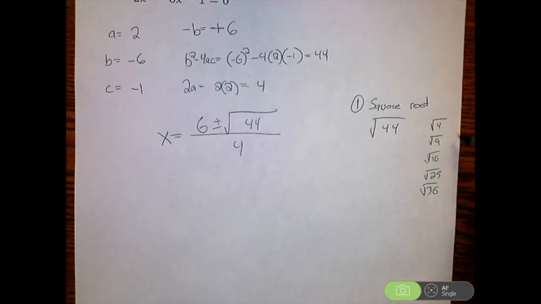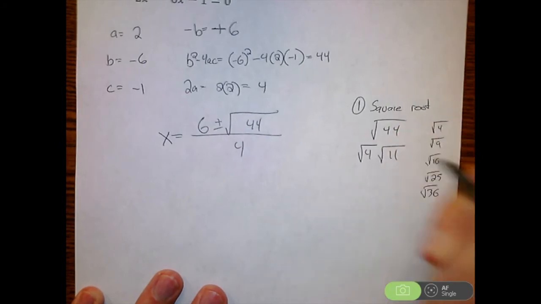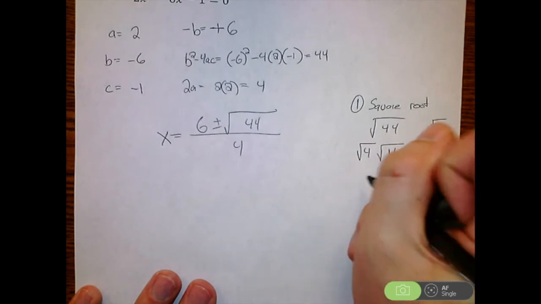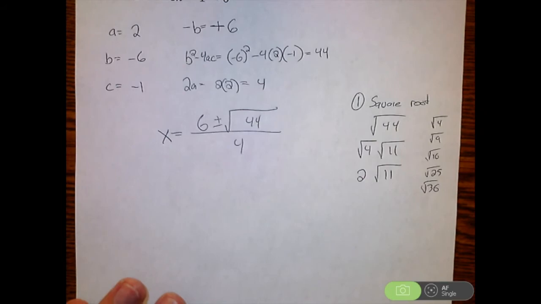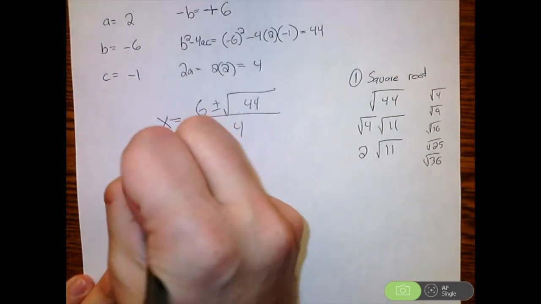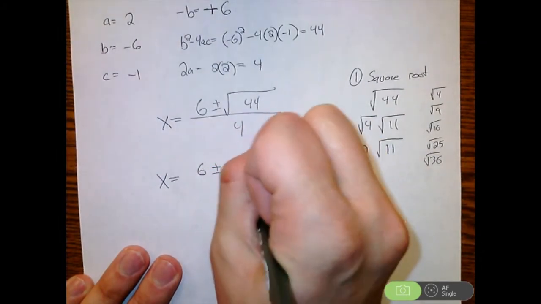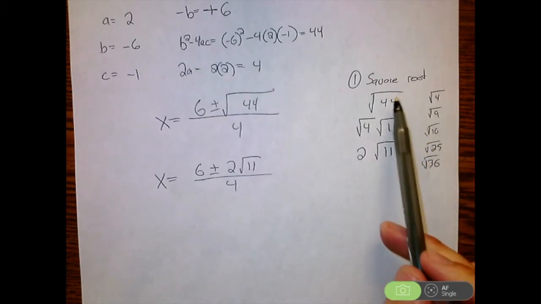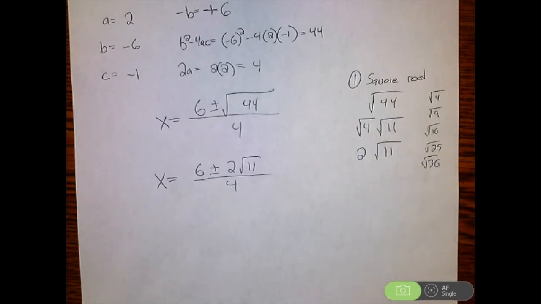I want to find the largest one that goes into 44, and it's going to be 4. And 4 times 11 is 44. The square root of 4 is going to be 2. So 2 square root of 11. If I simplify the square root of 44, I'm going to have 6 plus or minus 2 square root of 11, all over 4. If I caught you off guard on that, simplifying the square root of 44, I do have videos that talk about simplifying square roots. That's why I did that so quickly.